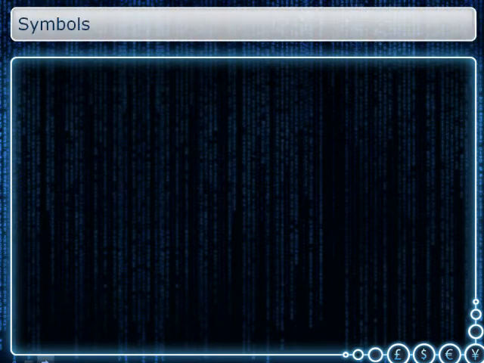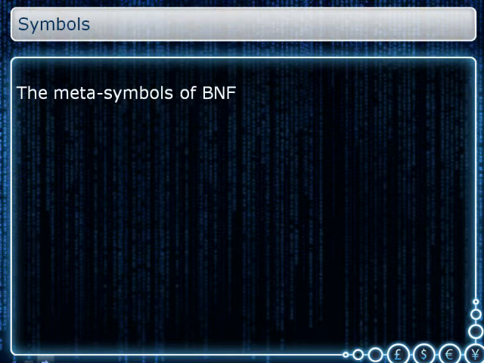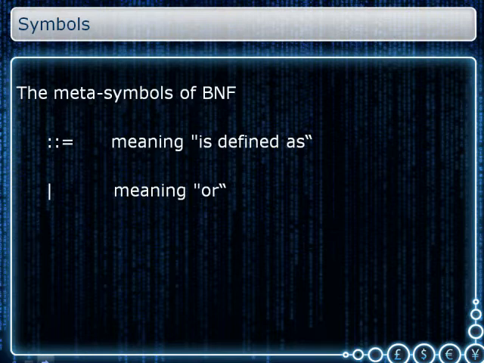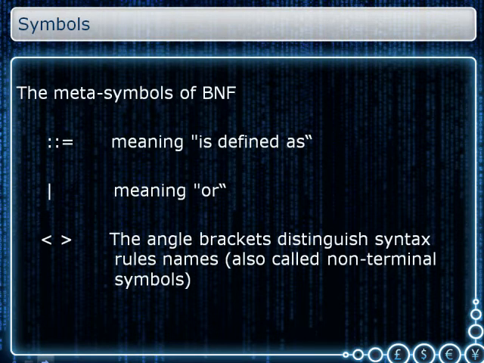There are some standard meta symbols used in BNF. The meta symbols of BNF are: the double colon with equal sign, meaning is defined as. The vertical line means OR, like an OR operation in logic gates. The angle brackets are used to surround category names. The angle brackets distinguish syntax rule names, also called non-terminal symbols, from terminal symbols, which are written exactly as they are to be represented. There are two sets in BNF.